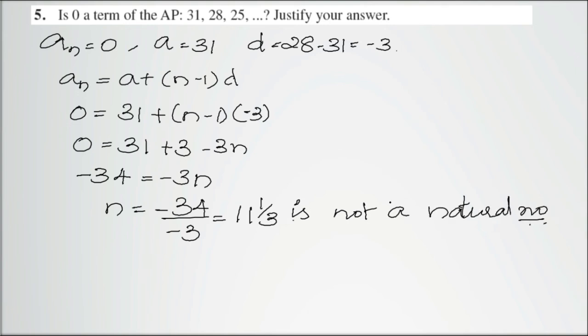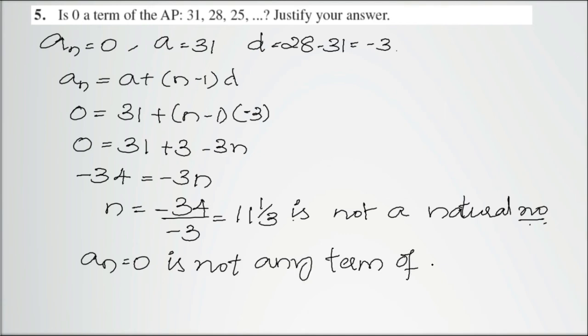When n is not a natural number, we can conclude that an, which is equal to 0, is not any term of the given arithmetic progression 31, 28, 25 and so on.